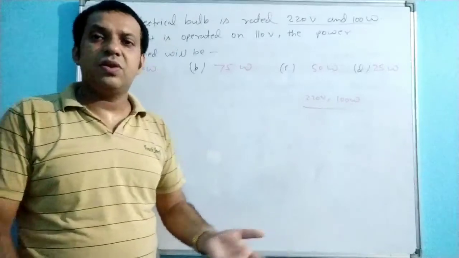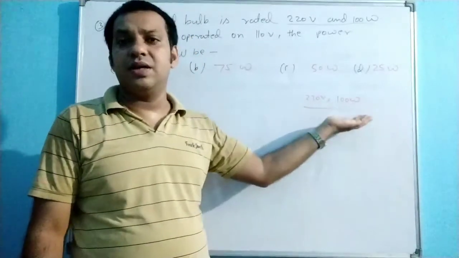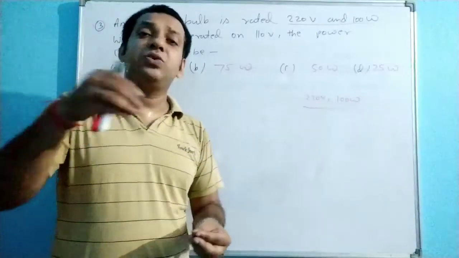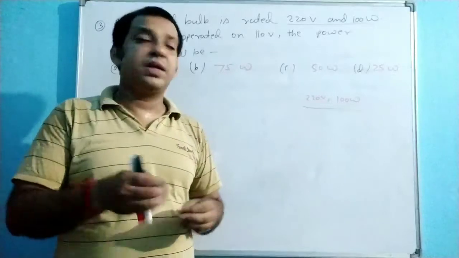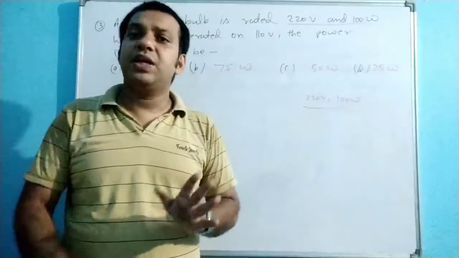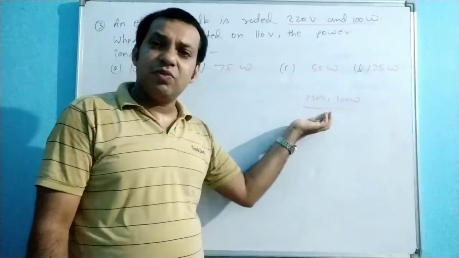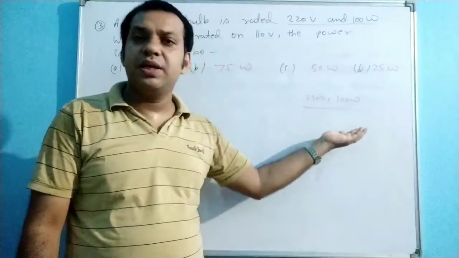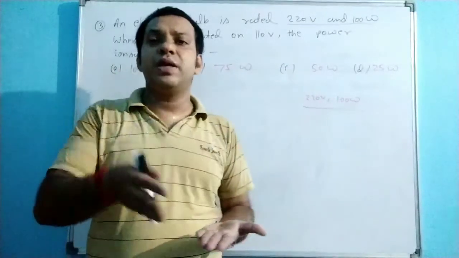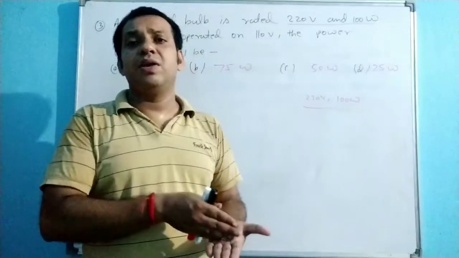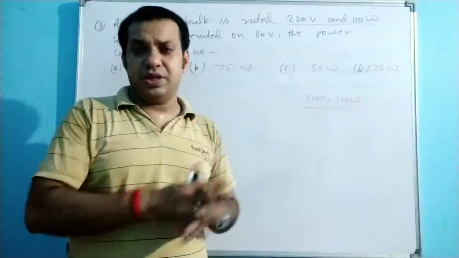But there is no hard and fast rule. If the power rating is given as 220 volt and 100 watt, it is not compulsory to connect it with a 220 volt supply. We can connect this bulb with any kind of supply. And if we change the voltage, then automatically the power consumption will change, because you know that P is equal to V into I. If you change V, automatically the value of the current will change, so the product of V into I will also change.